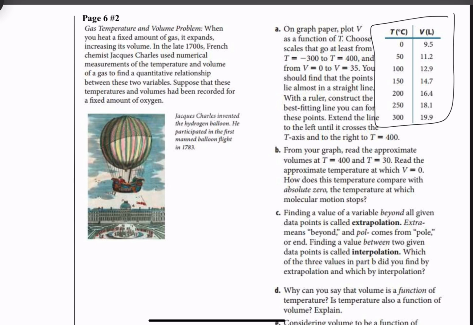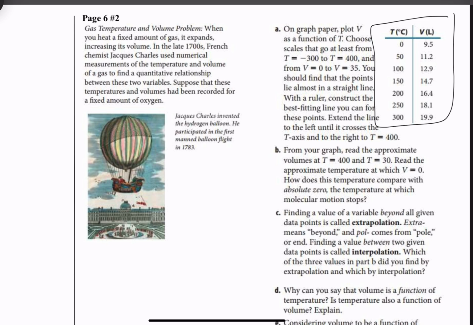Starting with A, on graph paper, plot V as a function of t. Well, let's even see what these variables V and t mean. So if I look at my table of values, it looks like my inputs are t, and that's in degrees Celsius. That one's pretty straightforward. And then my outputs are V, which I'm believing to be volume, and in some units that start with an L, so I'm going to assume liters.